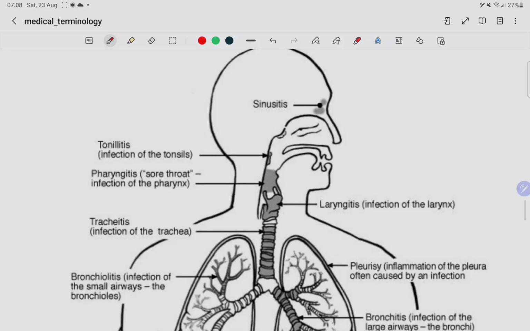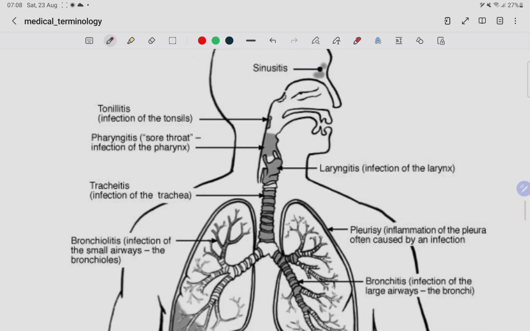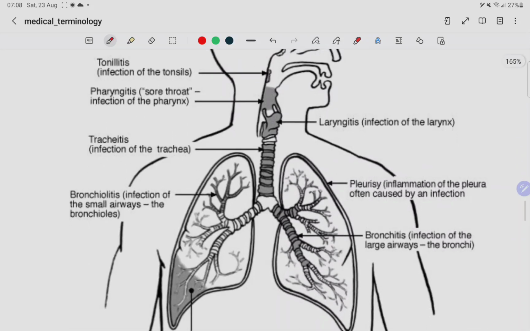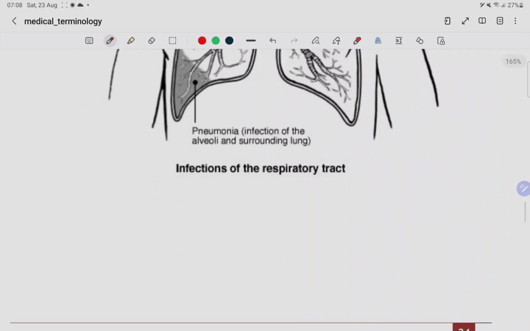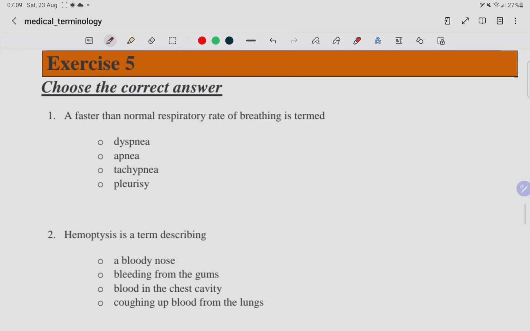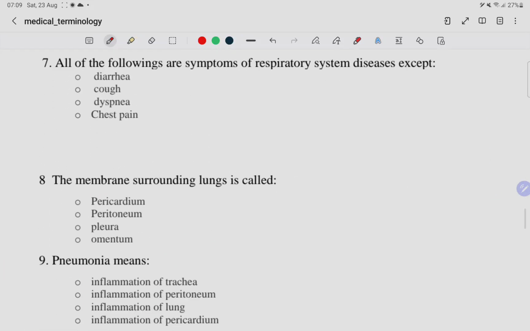Okay. This is here the respiratory tract, trachea, bronchiole, bronchi. Okay, this.